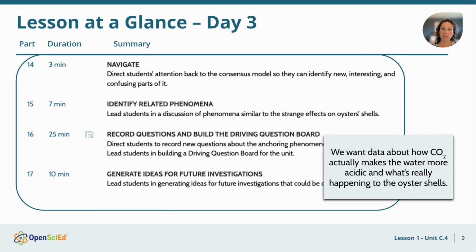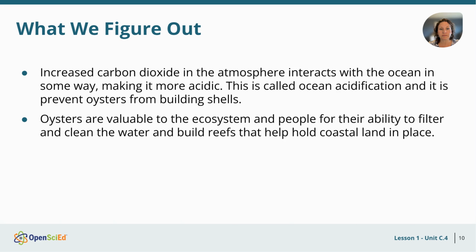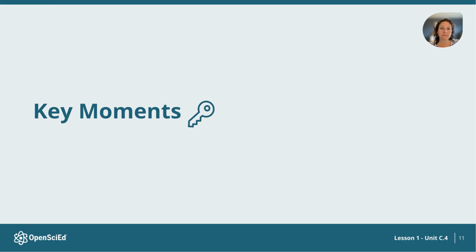We want to know about how carbon dioxide, if it actually makes the water more acidic, how does it do that, and what's really happening to the oyster shells. We figured out that more carbon dioxide makes the ocean more acidic, which can make it hard for oysters to grow their shells. Oysters keep the water clean, and they also can help build reefs to protect coastlines.